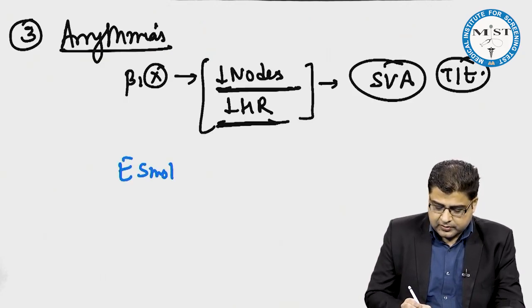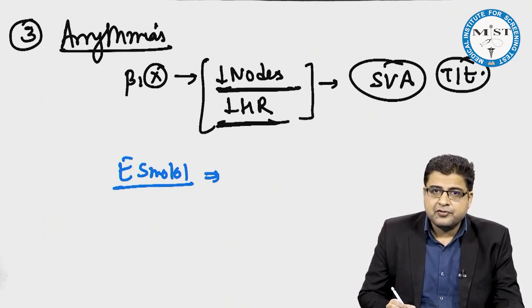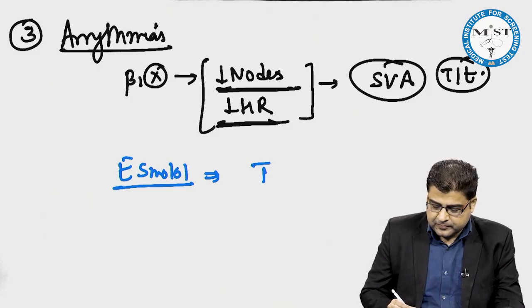Esmolol is a drug which has very good anti-arrhythmic activity for the treatment of intraoperative arrhythmias.